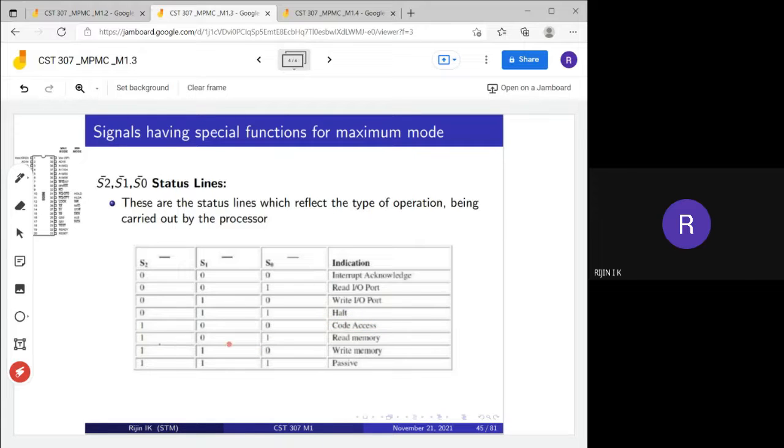Then 1 0 1 means it is reading the data from the memory.